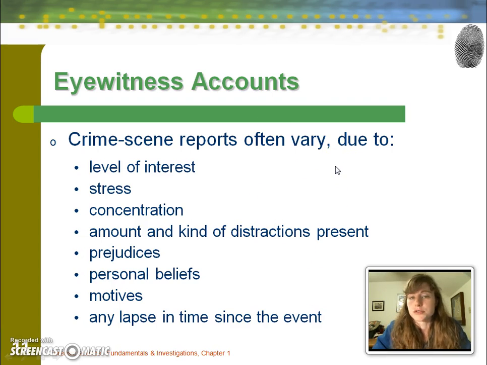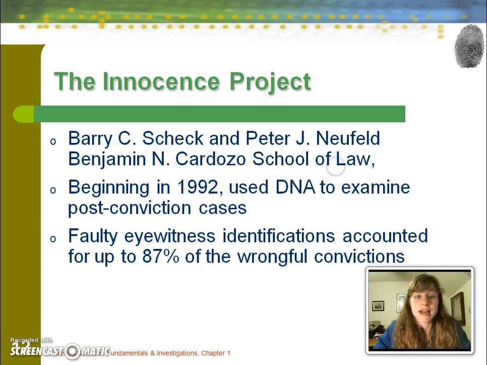Also, obviously, as more time goes by from the event, those memories become less accurate. Now, this is a fascinating project called the Innocence Project. It's a non-profit organization, and their goal is basically to exonerate or free wrongfully convicted criminals. And so to date, there have been 325 wrongfully convicted criminals that have since been exonerated. By the way, 18 of those spent some time on death row.